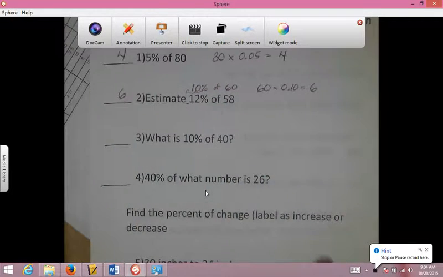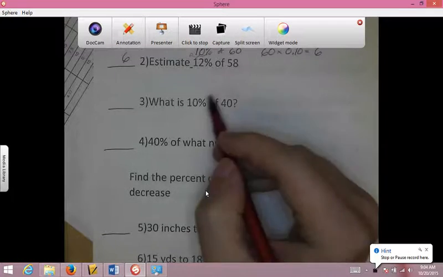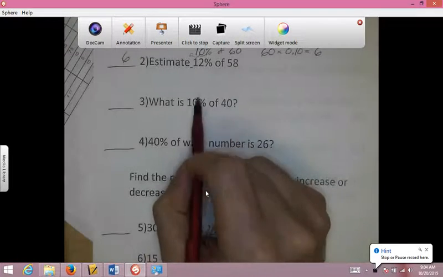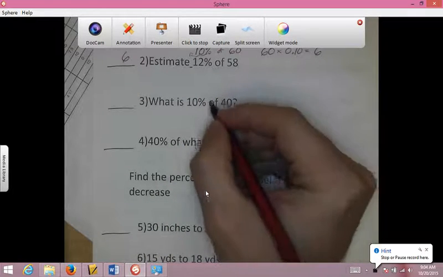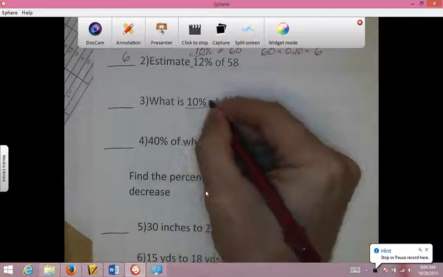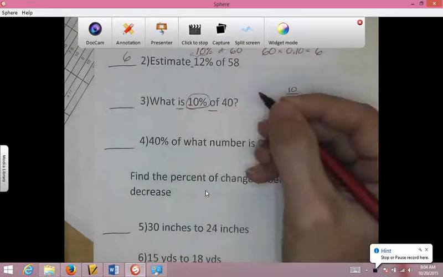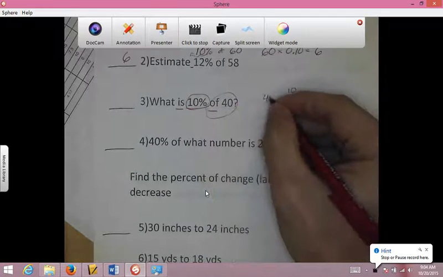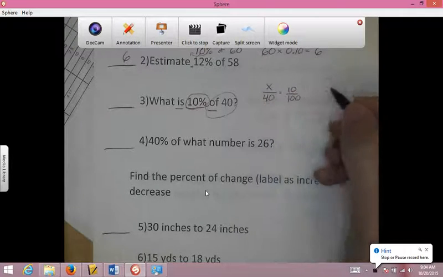Number 3, what is 10% of 40? Now, this one you could do like this, but you can also do is over of if you'd like to. So the first thing we look for is the percent. We have 10%, so we're going to write 10 over 100. Then we look for the is and the of. The of is 40, of goes on bottom, is goes on top. We don't know the is, so it's x. Now we're going to do our cross products.